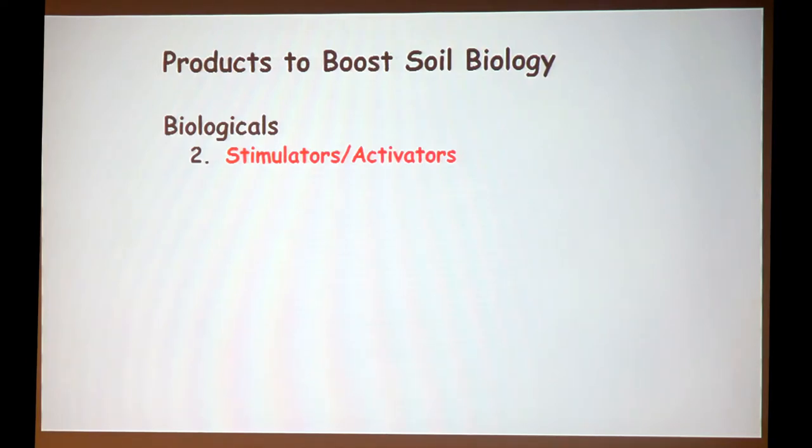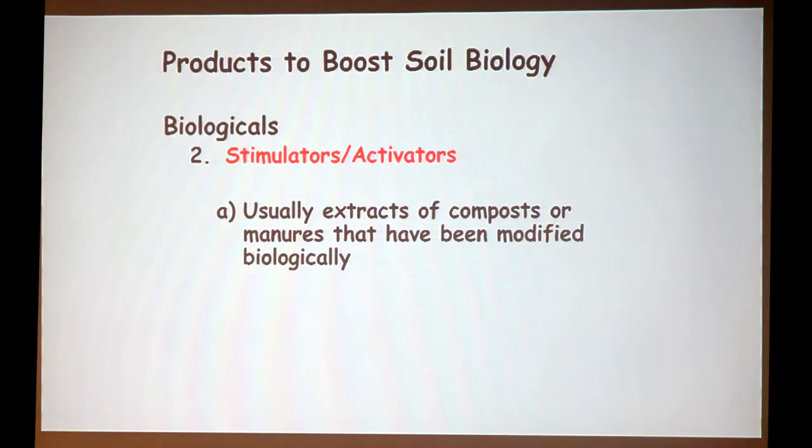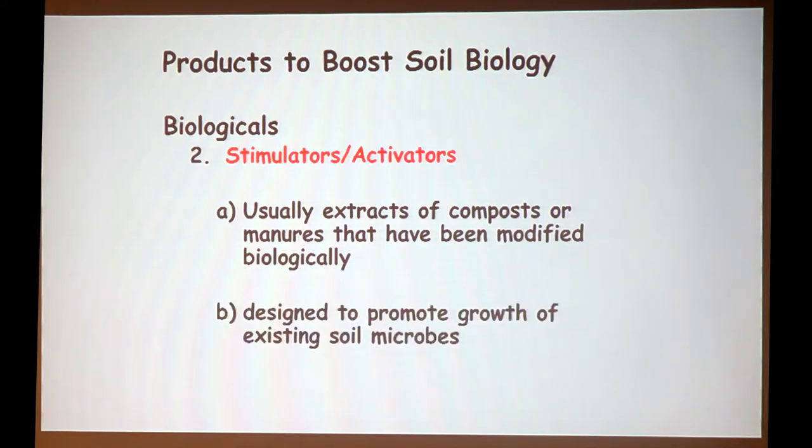Now, under biological number two, we have stimulators and activators, and there's a truckload of these out there. What they're designed to do are usually extracts of composts or manures that have been modified biologically. Sometimes people add organisms to that or other types of things. Trace elements are a very common addition to these: iron, zinc, copper, manganese. They're designed to promote the growth of existing microbes, stimulating the existing microbes you have to do these kind of root colonization activities that we're after. So that's kind of the theory behind soil activators and stimulators.